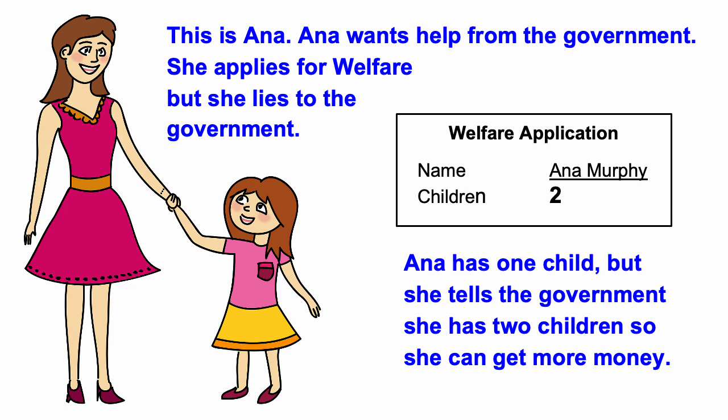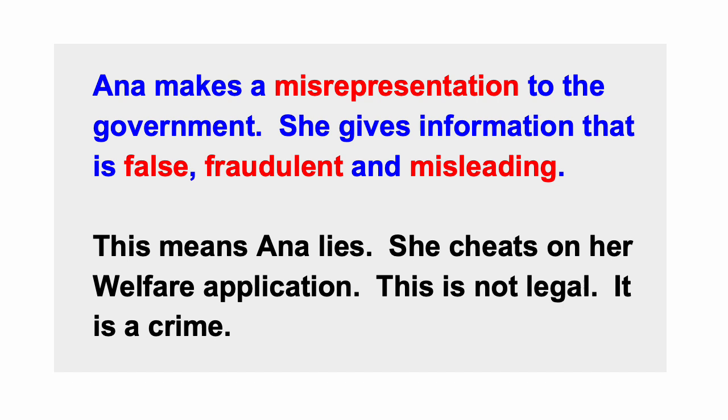Here are some examples. This is Anna. Anna wants help from the government. She applies for welfare, but she lies to the government. Anna has one child, but she tells the government she has 2 children so she can get more money. Anna makes a misrepresentation to the government. She gives information that is false, fraudulent, and misleading. This means Anna lies. She cheats on her welfare application. This is not legal. It is a crime.